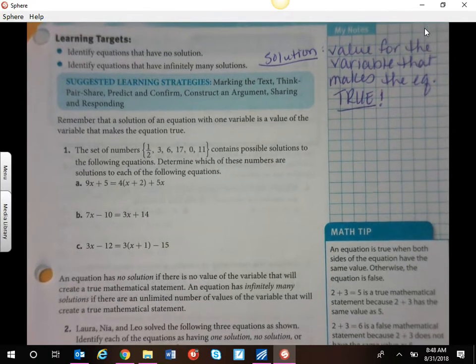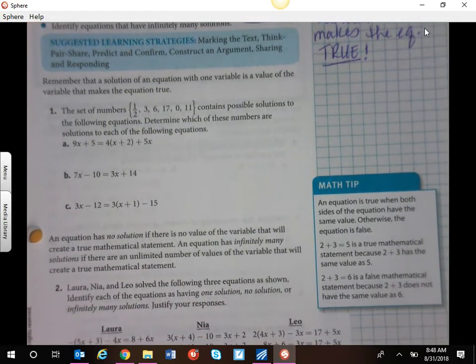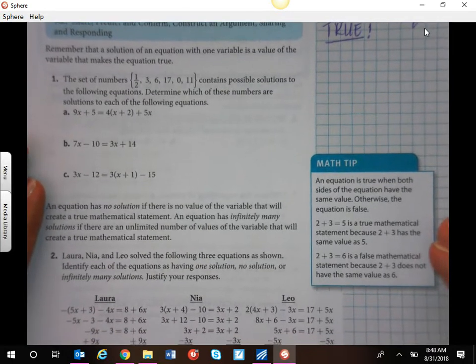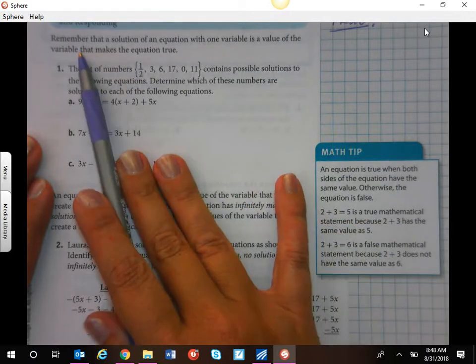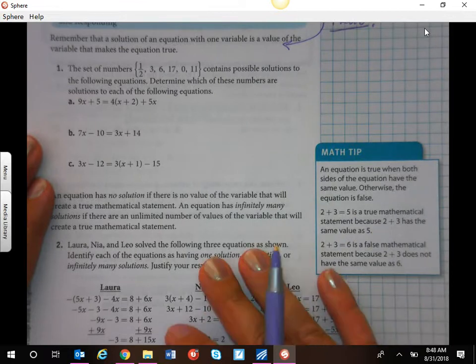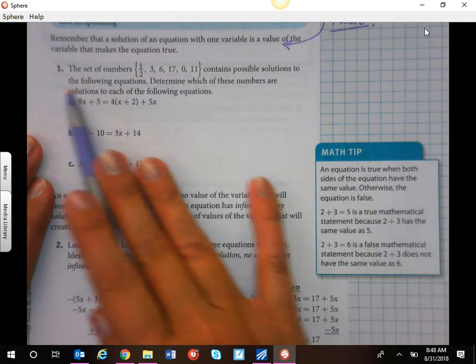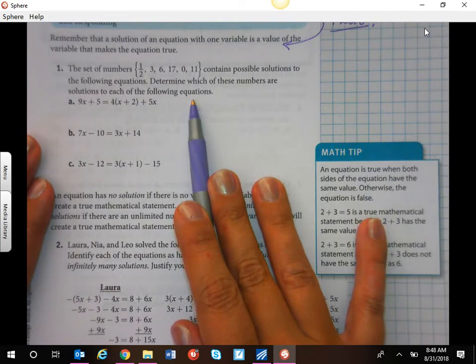Now, what I want to introduce to you today is that sometimes we have equations that don't work out as nice as that. So sometimes we have equations that do not have a solution, or maybe they have more than one solution. I rewrote the definition here, but it's good for you to write and to see it. So what I want to look at today is we have this set of numbers containing possible solutions to the following equations. Determine which of these numbers are solutions to each of the following equations.